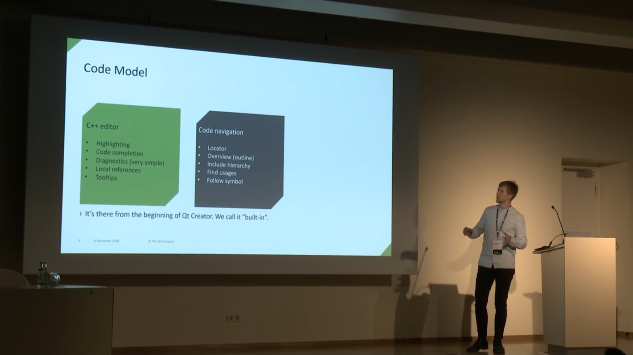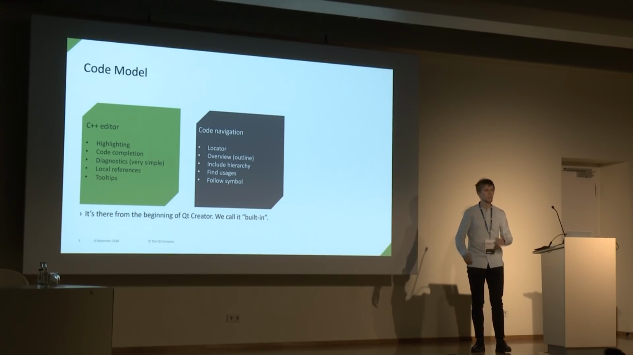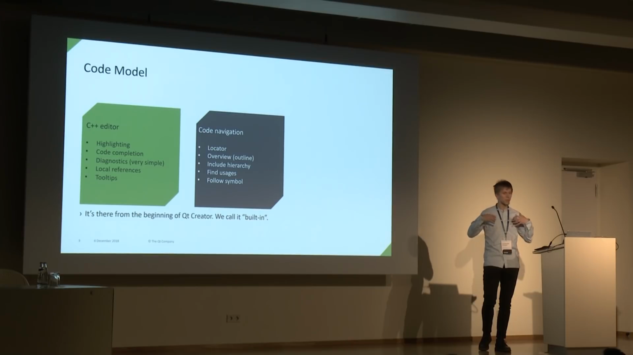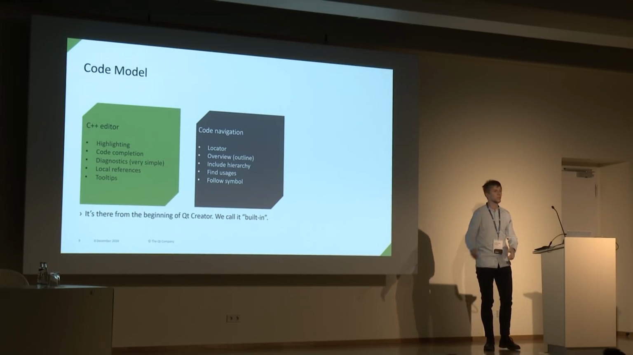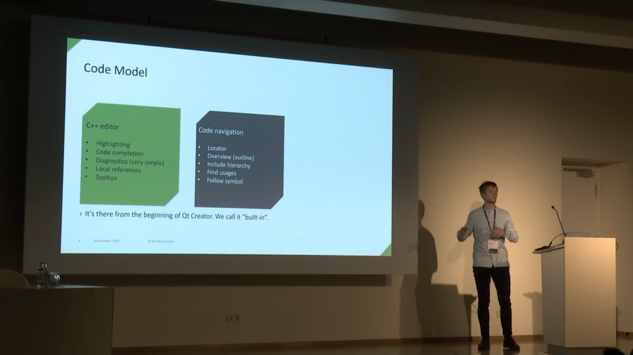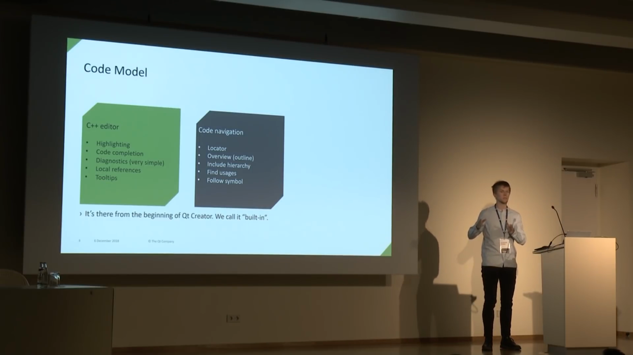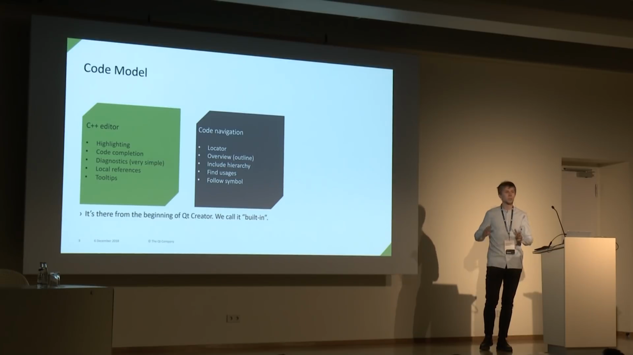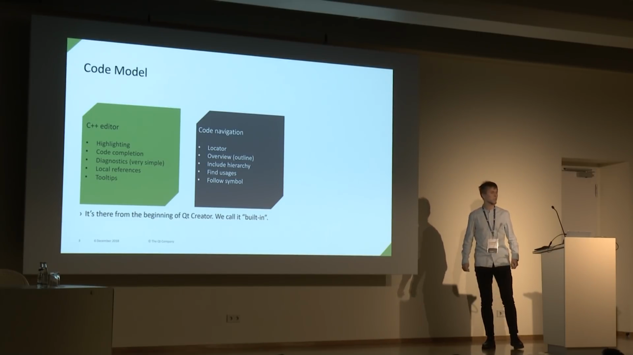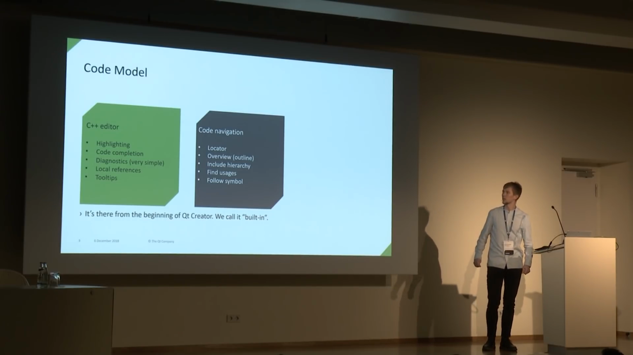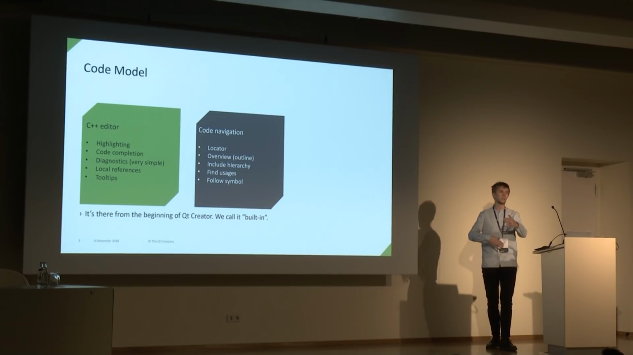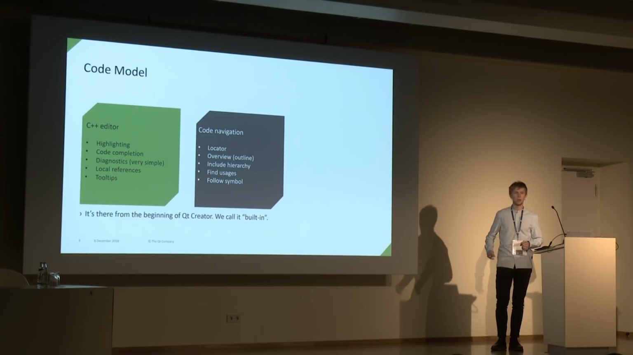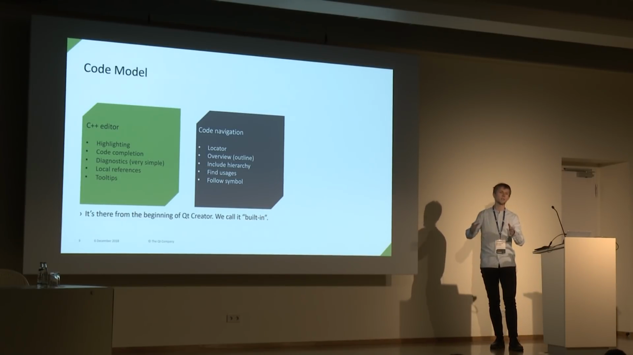So it contains quite some parts. First of them is the C++ editor, which provides you basic functionality to see and to edit your code. Like highlighting, which distinguishes classes from functions from members and highlights them in a specific theme. Code completion helps you to write your code faster. Diagnostics show you possible issues in your code and sometimes give you an ability to fix them really fast. Local references highlight the references of some local variable in the current file you're working with. And tooltips give you additional information about specific parts of your code, which is not there in the editor, but you can find that out.